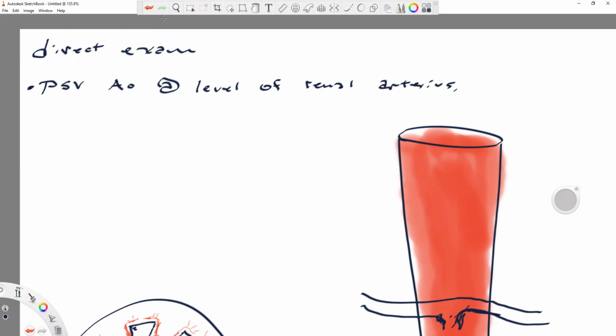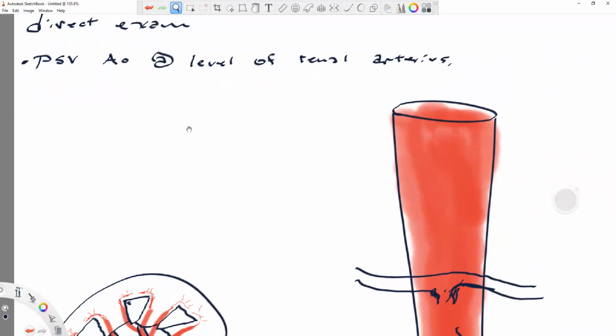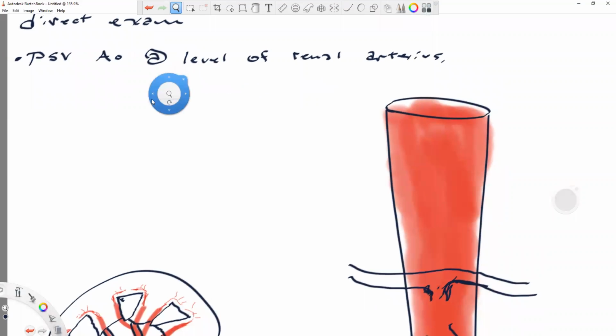So obviously we're doing a spectral, angle corrected, because we're getting a velocity. For this part of the exam, angle correction is very important because when we're comparing velocities, we have to have an angle correction. Peak systolic velocity at the level of renal arteries, and then at a minimum, the renal artery proximal, mid, and distal. Once again, we need those peak systolic velocities.